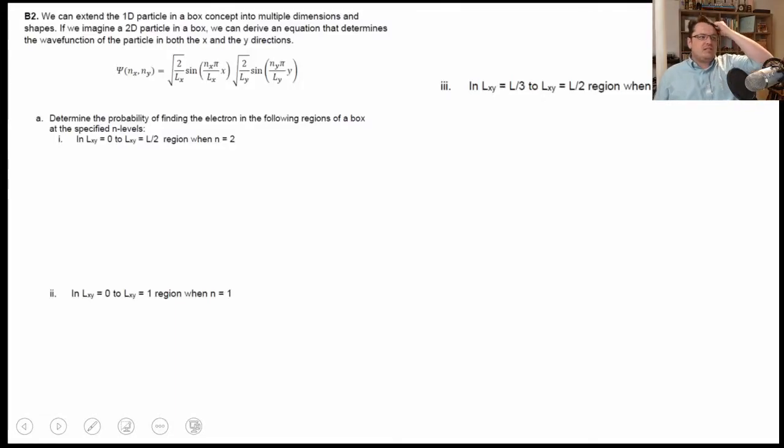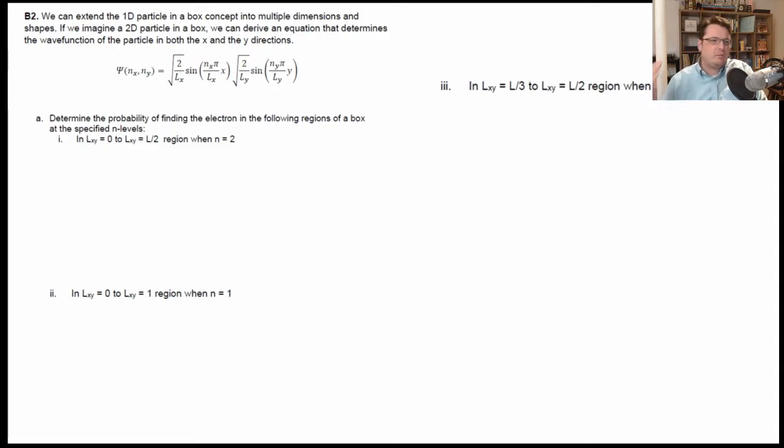B2. B2 is a particle in a box problem, and so this is the 2D particle in a box problem. There was somebody who requested the 1D particle in a box as one of the later choices. I'm probably not going to get to that just looking at time, right? We're already at the halfway point roughly.